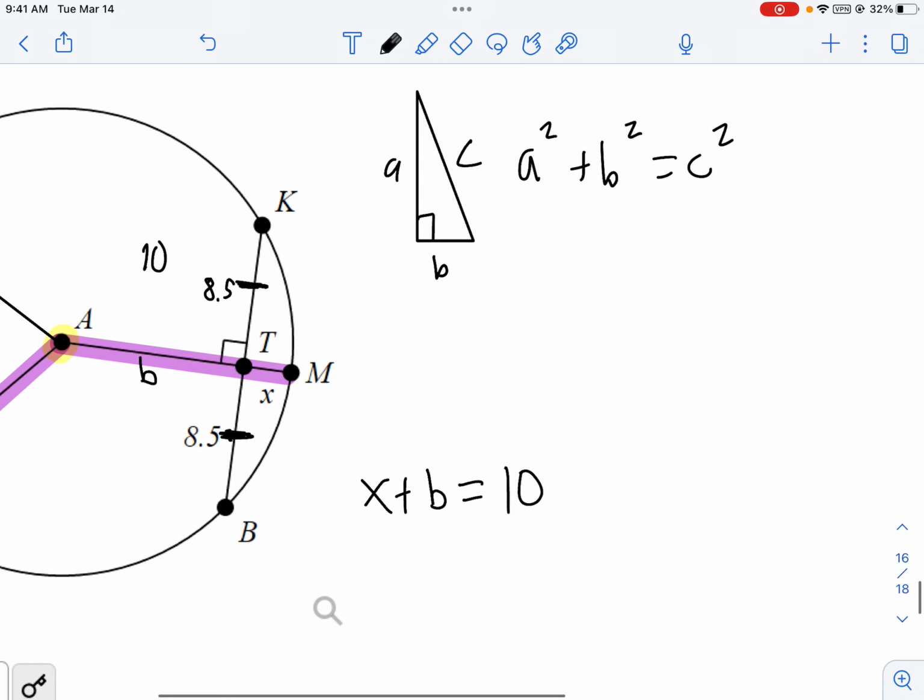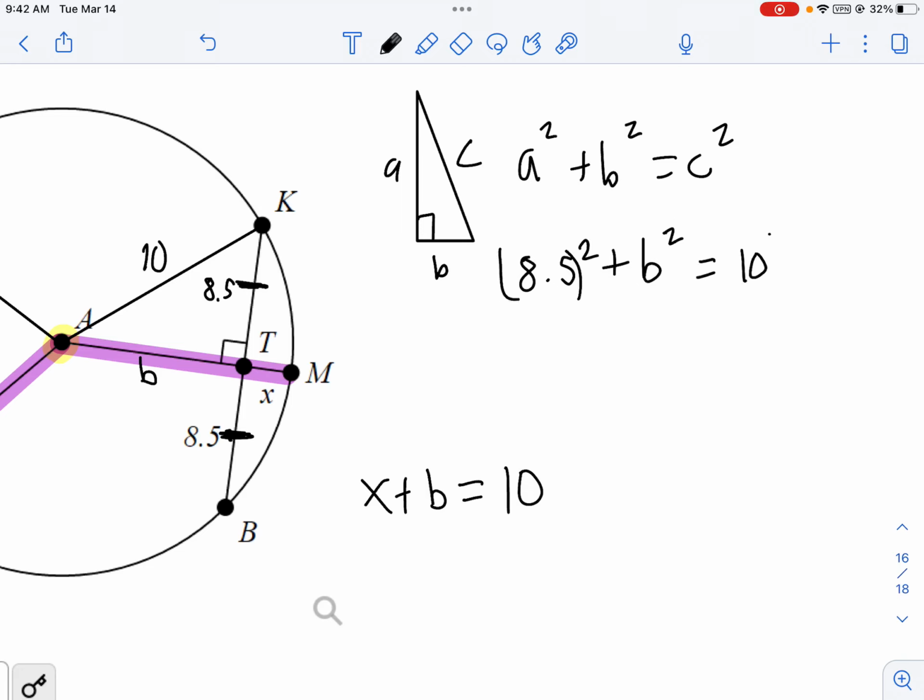Okay, so let's solve for it. I just accidentally took out part of our radius right there. So we take our leg squared: 8.5 squared plus our other leg, what we're trying to solve for, squared, equals our hypotenuse, 10 squared. And then this is just a matter of getting those numbers down. So 8.5 squared means 8.5 times 8.5, which is 72.25. Then from there, plus b squared equals 10 squared, which is 100. And you're solving for b squared.